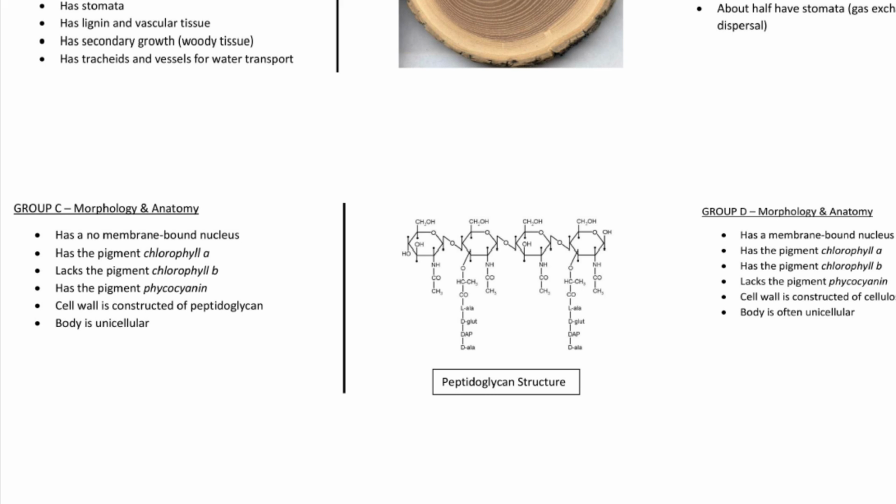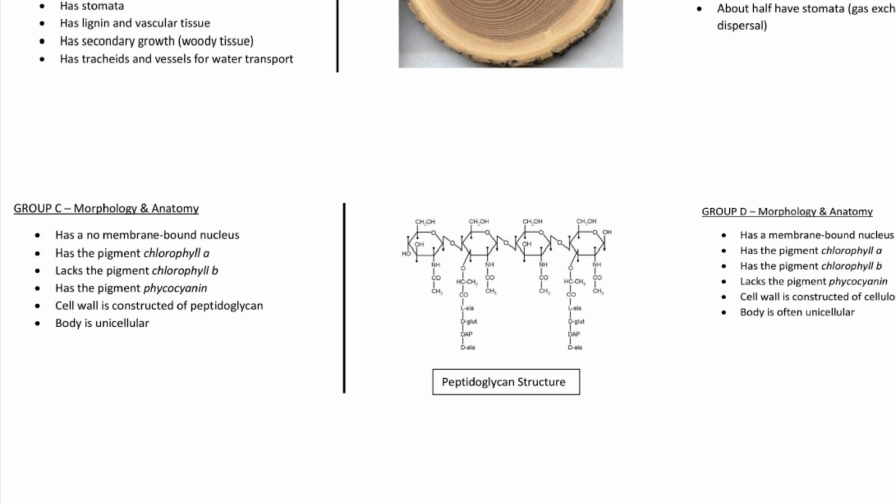All groups except C have a membrane-bound nucleus. All groups except C have the pigment chlorophyll B. All groups except C have a cell wall made of cellulose. All groups except C and D are primarily multicellular. So there you can already see some of the similarities that are happening among different groups.